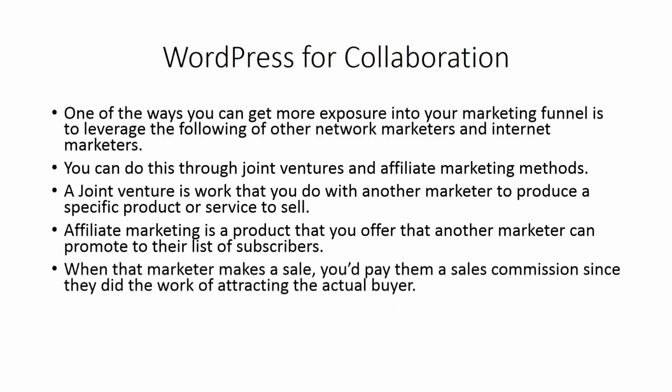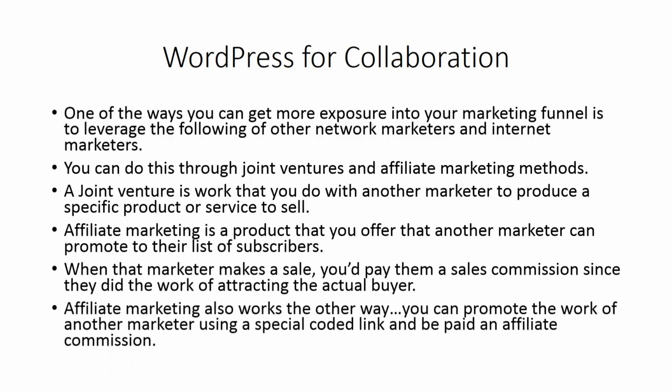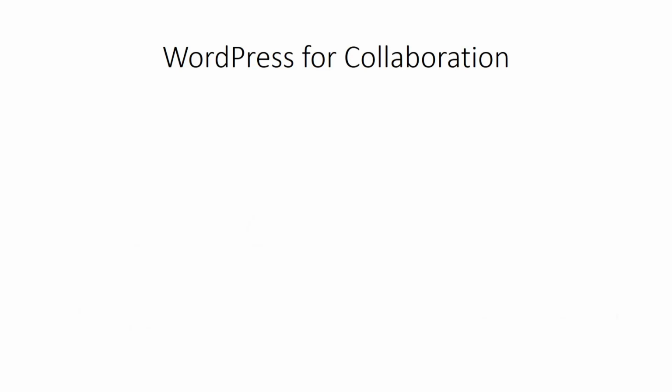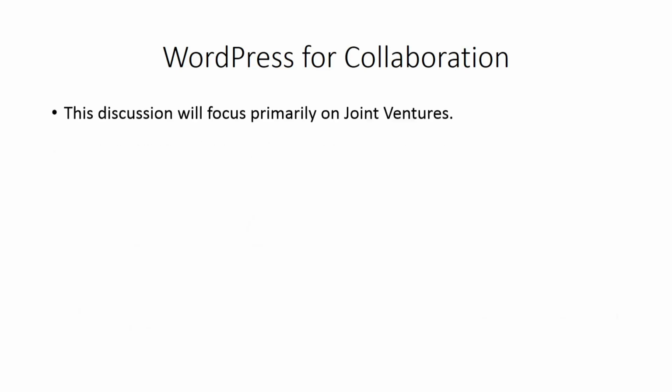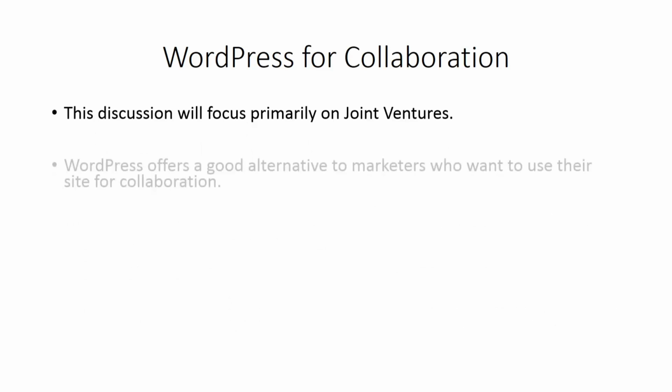When that marketer makes a sale, you'd pay them a sales commission since they did the work of attracting the actual buyer. Now, affiliate marketing also works in the other way. You can actually promote the work of another marketer using a special coded link and be paid an affiliate commission. Now, the discussion in this video is going to focus primarily on joint ventures.